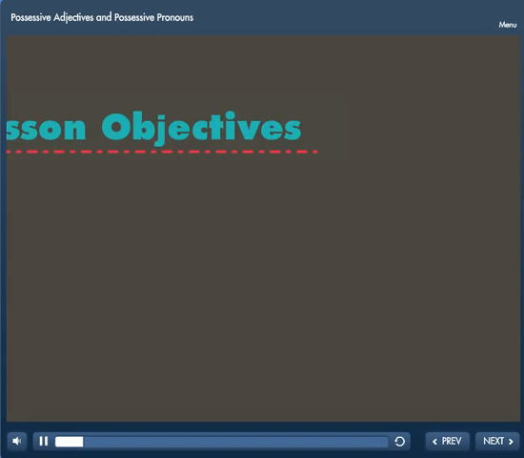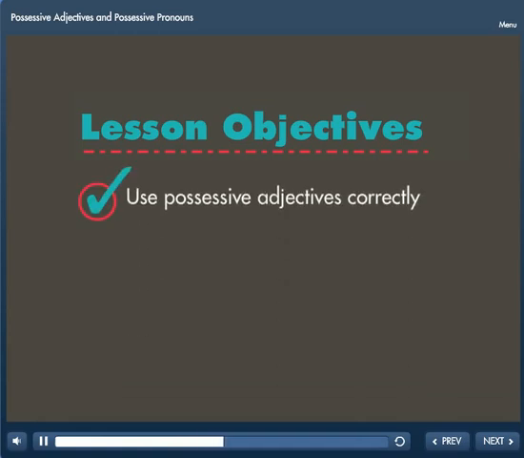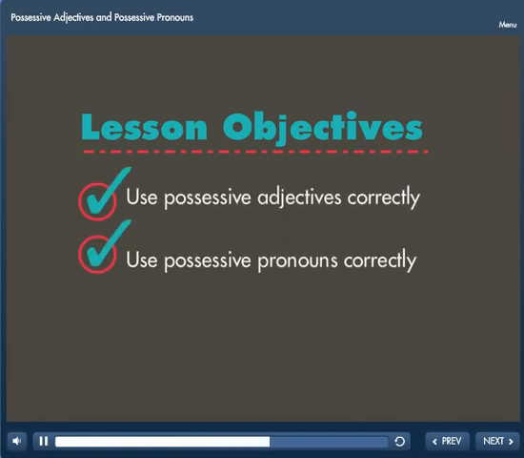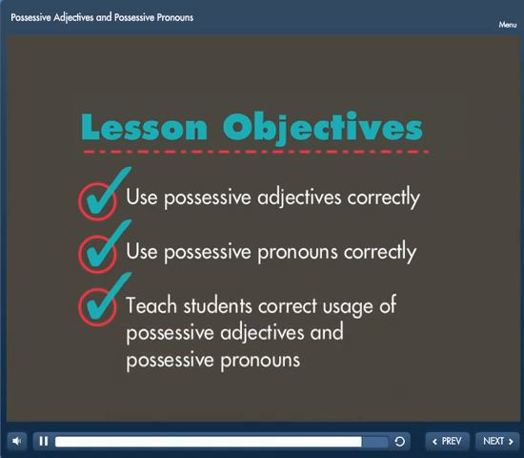At the end of this lesson, teachers will be able to show possession through the use of possessive adjectives and through the use of possessive pronouns. They will teach their students to do the same.